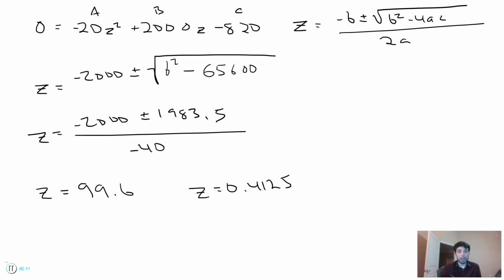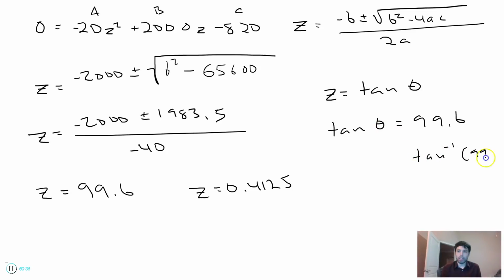That's a z, right? Remember, earlier we said z equals tangent of theta. So this isn't the angle, this is what tangent of theta equals. So how do I solve this? Well, tangent of theta equals 99.6. How do we solve it? If you recall in class, we said if you don't know the angle, but you know what it equals, you can do the inverse tangent. So we do the inverse tangent of 99.6, and that will give us our angle.